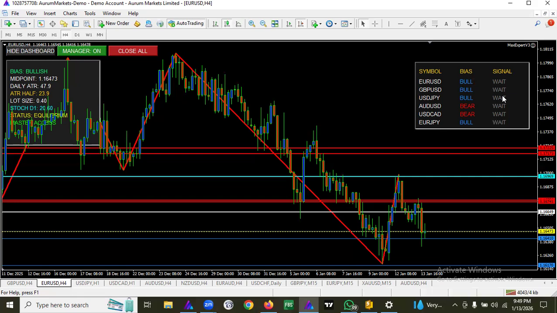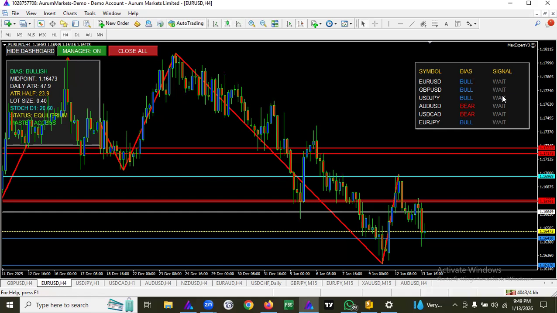Because if the status is bearish and the bias is bullish, you will still wait. Status cannot be bearish. The status would either be premium, discount, or equilibrium. Okay. Premium, discount, or equilibrium. So yes. All right. Now it's clear.